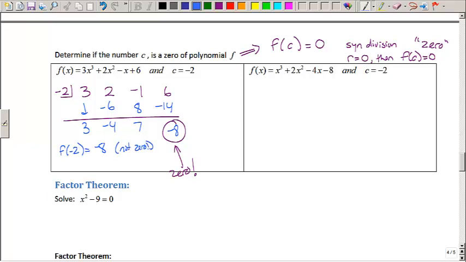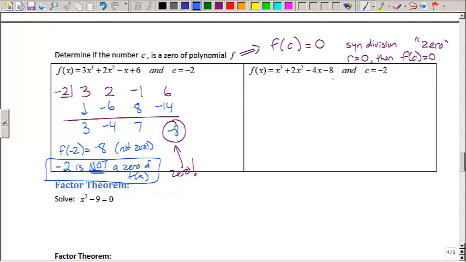I know that's kind of redundant, but noticing that it's not 0, I can tell you for a fact that -2 is not a zero of f of x. And that is the answer that I was asked to find out. Is c a zero? Well, no, in this case, -2 is not a zero of the polynomial.